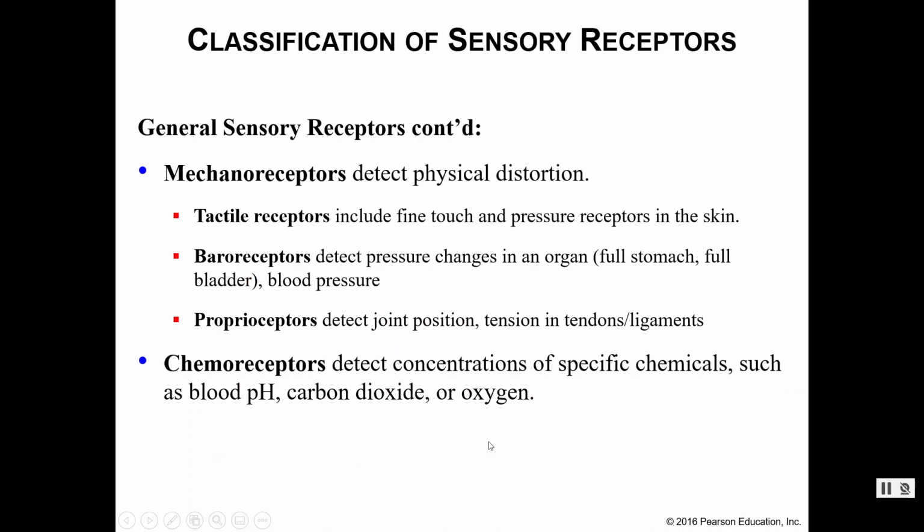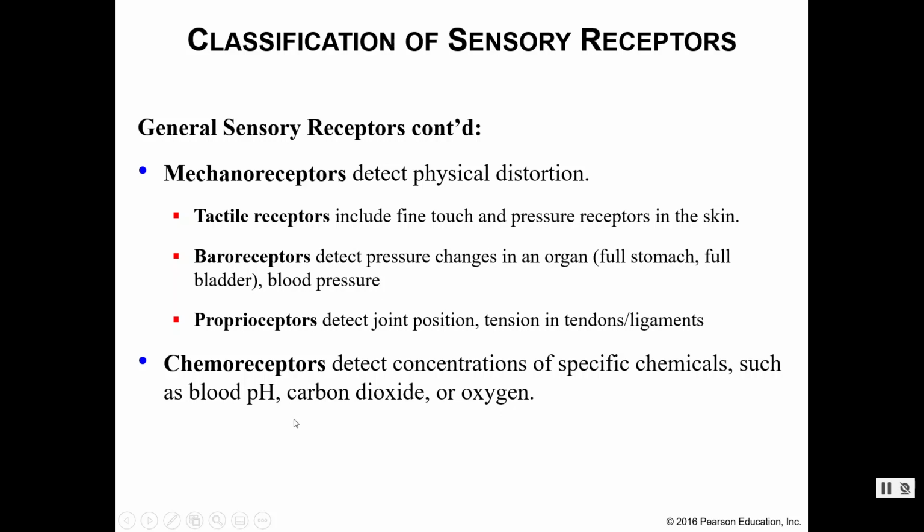Then we have mechanoreceptors. These detect different types of physical distortion. We have tactile receptors to include fine touch and pressure receptors of the skin. We've mentioned several of these fine touch and pressure receptors back when we discussed the skin. Baroreceptors detect pressure changes. You have these in your stomach to tell when your stomach's full, your bladder to tell when your bladder's full, but these even detect your blood pressure. And then proprioceptors, we've mentioned previously, these detect joint position, tension in the tendons and the ligaments. These help us detect limb position and help with balance, things like that.